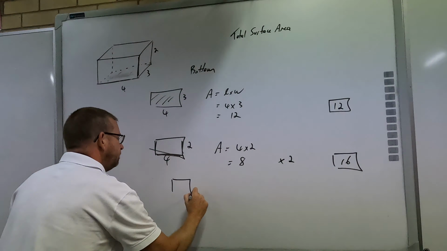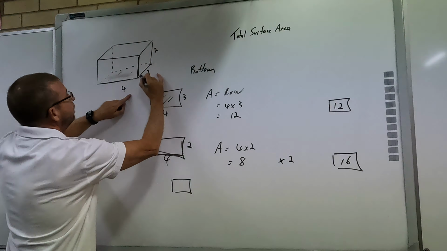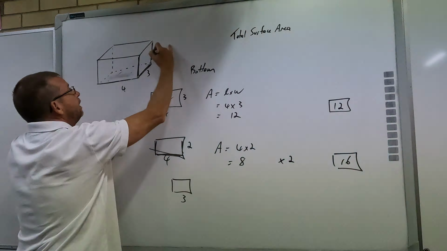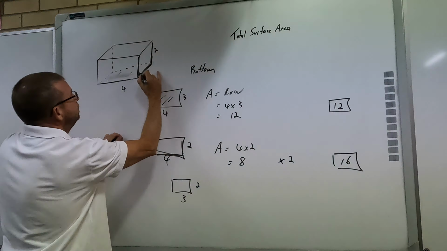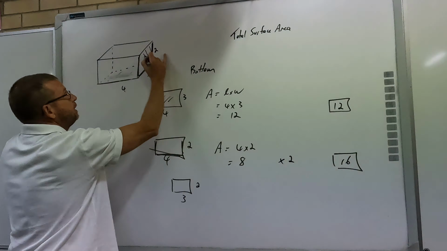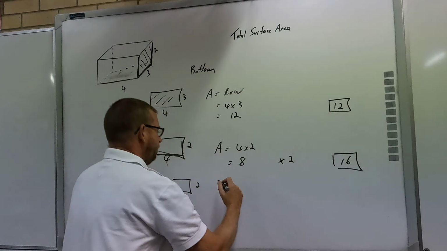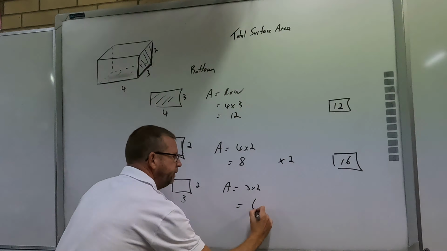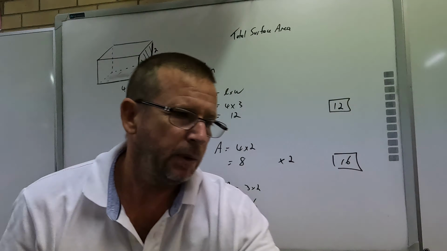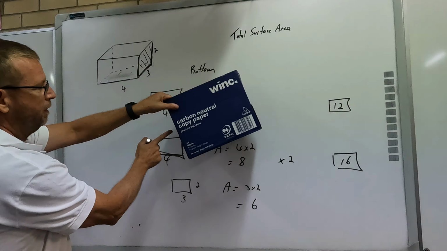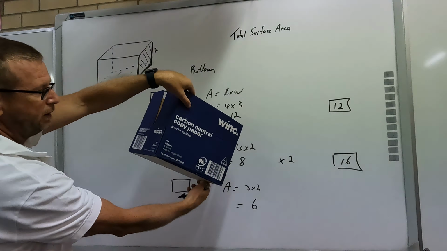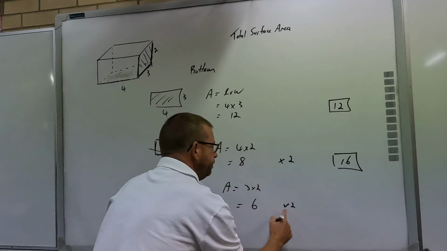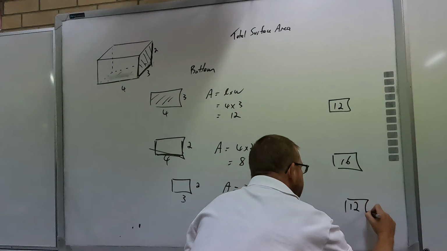Okay, I've got the right and left side. Again, that's going to be a rectangle. That length is my 3, and that length is my 2, the length and width of this rectangle on the end. Area is length times width. 3 2s are 6. And we have a left and a right, and they're both exactly the same, so we're going to multiply that by 2. 2 6s are 12.